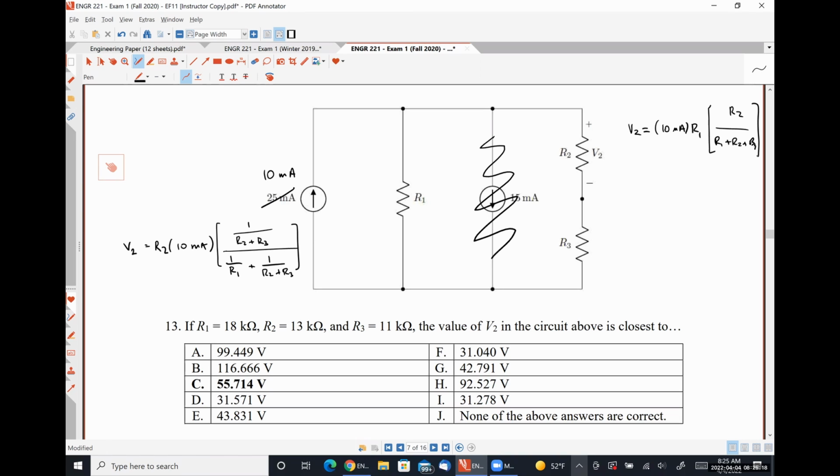So that's doing a source transformation on the practical current source formed by the 10 milliamp source in parallel with R1, and then applying voltage division to the resultant circuit, because it's then just a voltage source in series with 3 resistors, and you just want the voltage drop over the resistor R2. So that's an absolutely great way to think about it that I don't know that I thought of before. So good job.